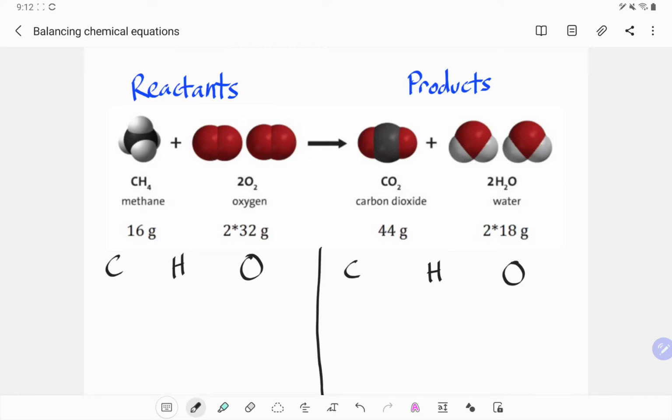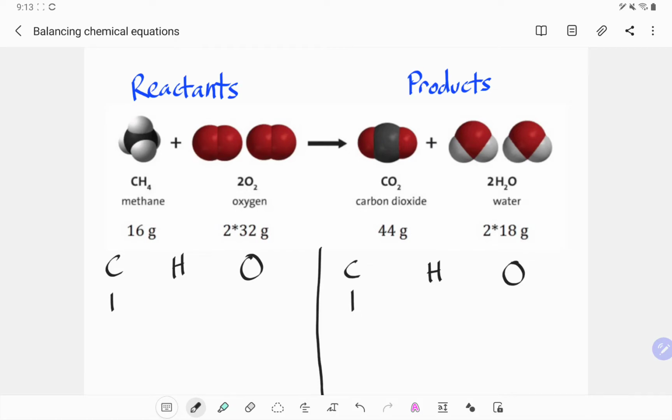So let's count how many carbons I have on both sides, and how many hydrogens and how many oxygens. There's a carbon right there. The carbons are represented by these black spheres. So we have one carbon on the left side of the equation. Let's go to the right side and see how many carbons we have there. I can count the black spheres, or I can count how many C's I see in the chemical formulas. So there's one carbon on the right side, on the product side as well.